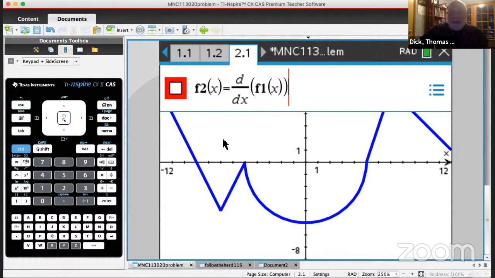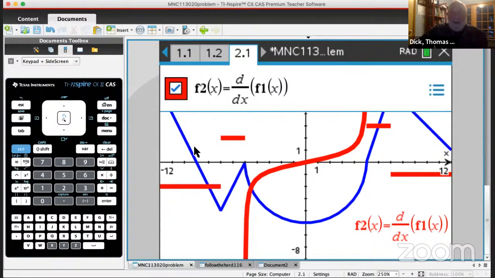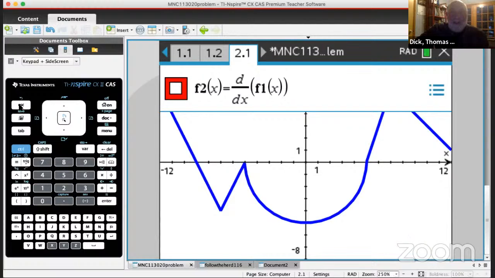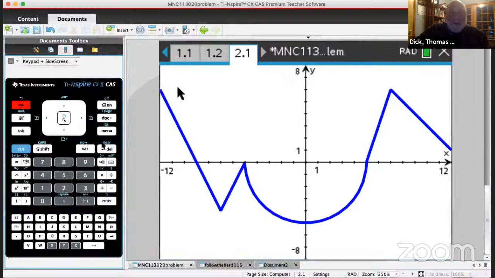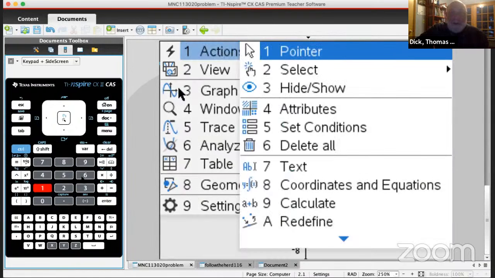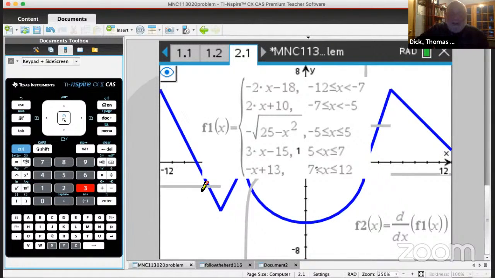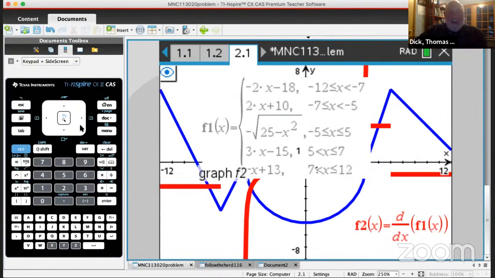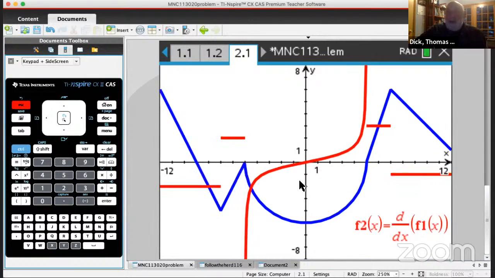So let me go ahead and, let's see. I think I've got this hidden. There it is. Okay, things behaving a little sluggishly. Oops, wanted to see that again. All right, let me reveal that graph again. There we go. So there's that graph of the derivative. Mine's in red here. And it's very much like the graph that Steve showed.